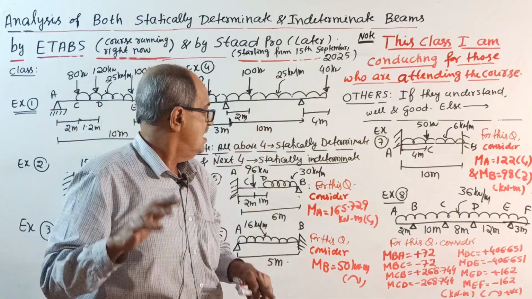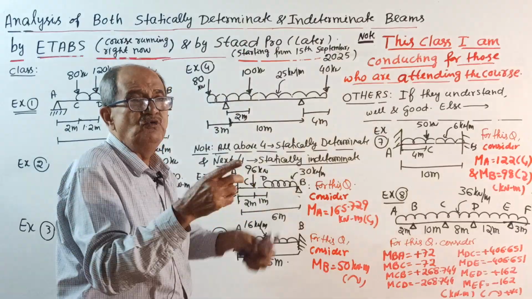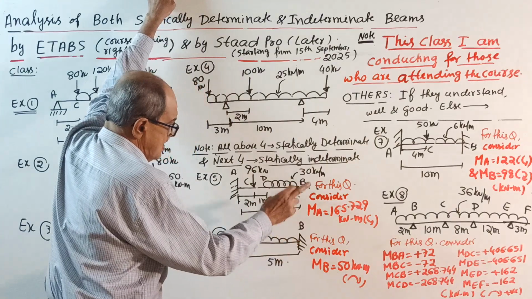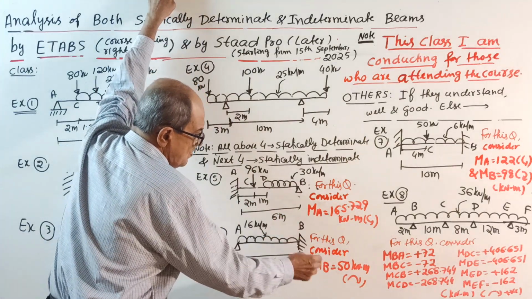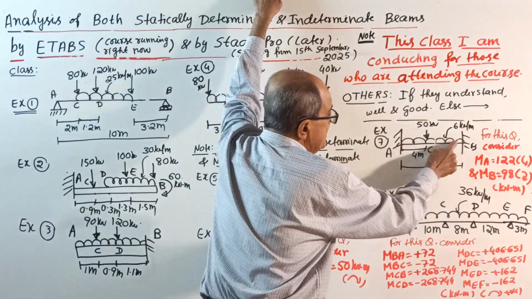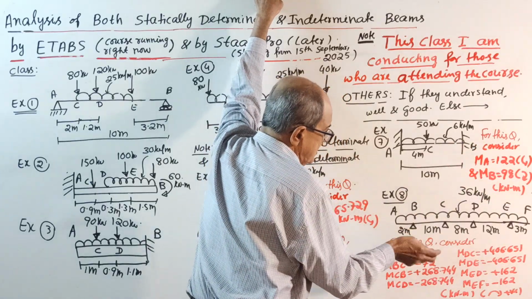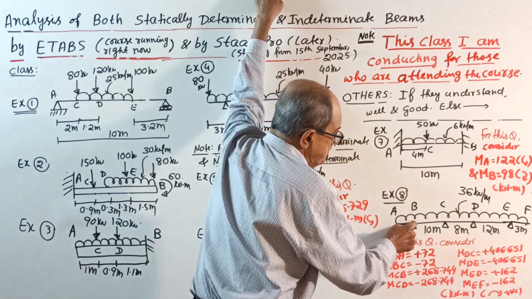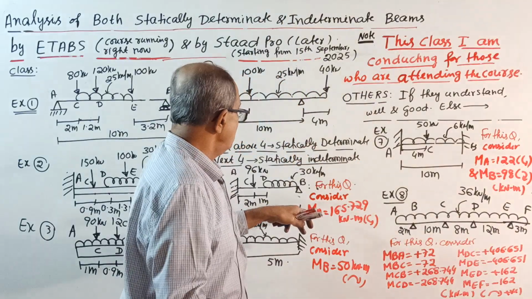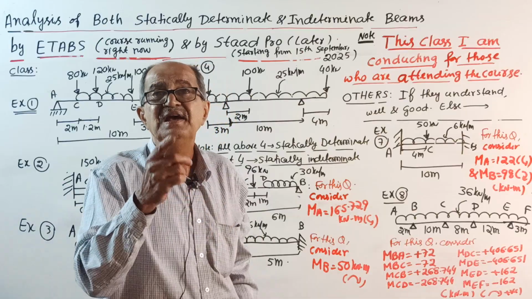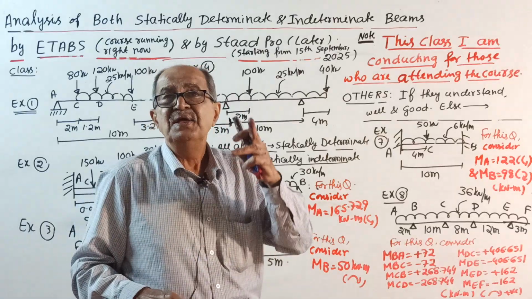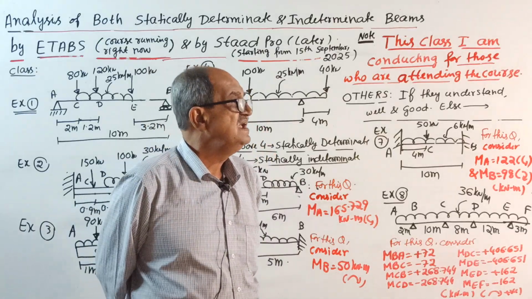I am telling, take it. Okay, sir, done, I calculated. Do you have faith in me or not? Yes, sir. Okay, then for this question, I told, take MB 50 kilonewton meter clockwise. For this question, I told, take MA, MB, so and so. For this question, I told, support moments at B, C, D, E, take like this. Once this is done, these red color values are obtained by analyzing the statically indeterminate structure.